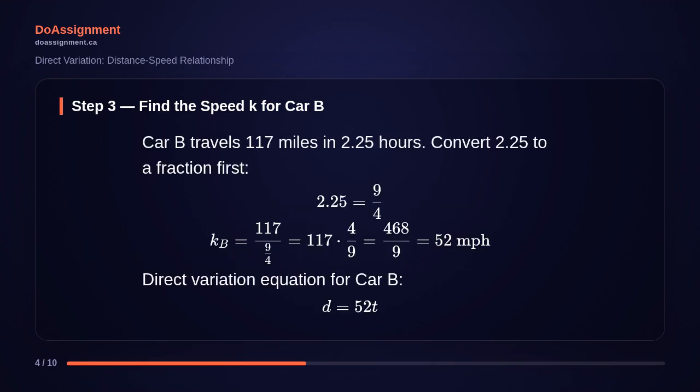Car B travels 117 miles in 2.25 hours. Converting 2.25 to the fraction 9 over 4, we divide 117 by 9 over 4, which equals 117 times 4 over 9, giving 468 over 9, which equals 52 miles per hour. Car B's direct variation equation is also d equals 52t.